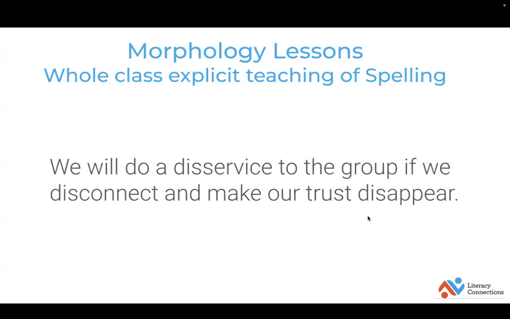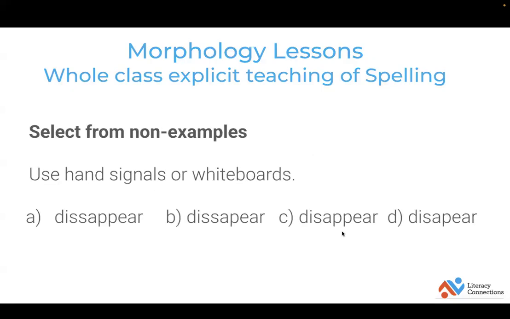For example, if we were looking at the prefix dis, this is where AI is potentially helpful to create the sentence for you. We will do a disservice to the group if we disconnect and make our trust disappear. And I've been sneaky there: we've got a double S because we're adding dis to a word beginning with S, but we don't have the double S in disappear because it's just dis plus appear. So we're really just checking what's going on with the word sums when we add the prefix to the base word.